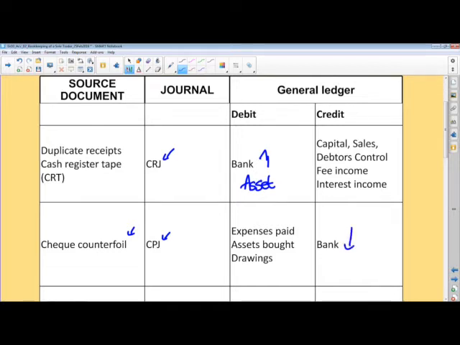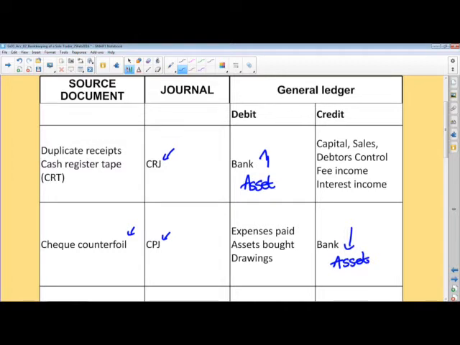Your bank will go down because we have expenses that we pay, or we have assets that we purchase. And remember, bank is an asset, and the asset will go down on the credit side. And as you can see, I've placed it under the general ledger, debit and credit side.